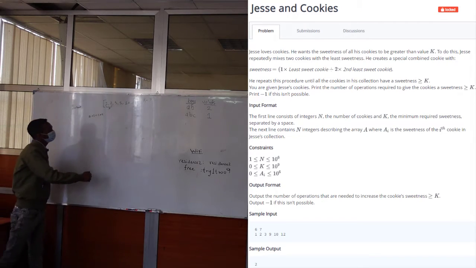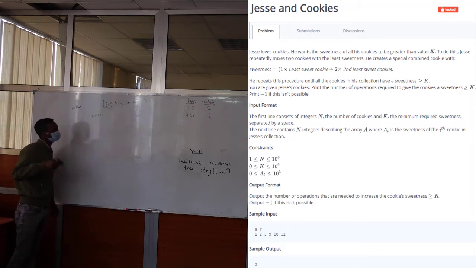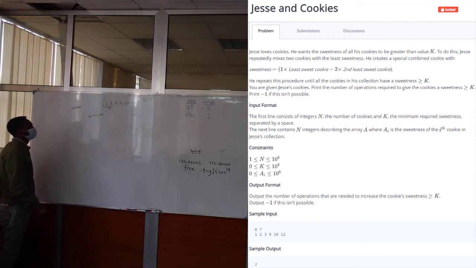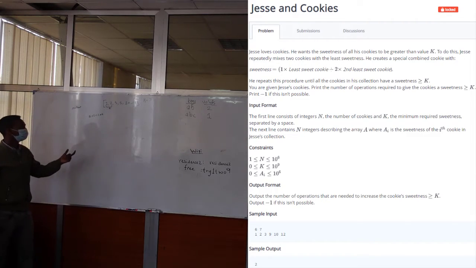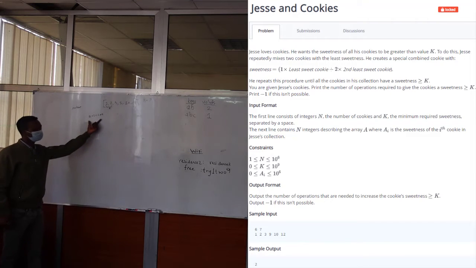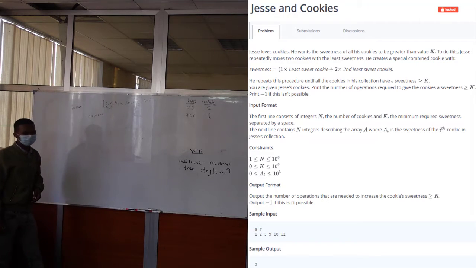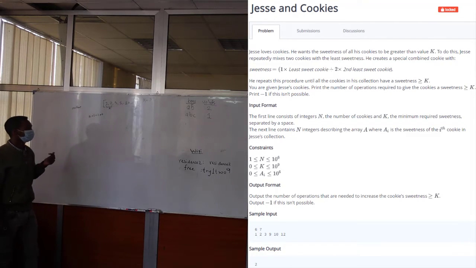So still, we haven't maintained the condition, which is the sweetness of the cookie should be greater than or equal to 7, and we keep doing this until all of the cookies have a sweetness of at least 7. In this case, every time we operate on the cookies, we have to maintain the property of the heap, which is it should be a min heap, which has the minimum element on the first index, like so.